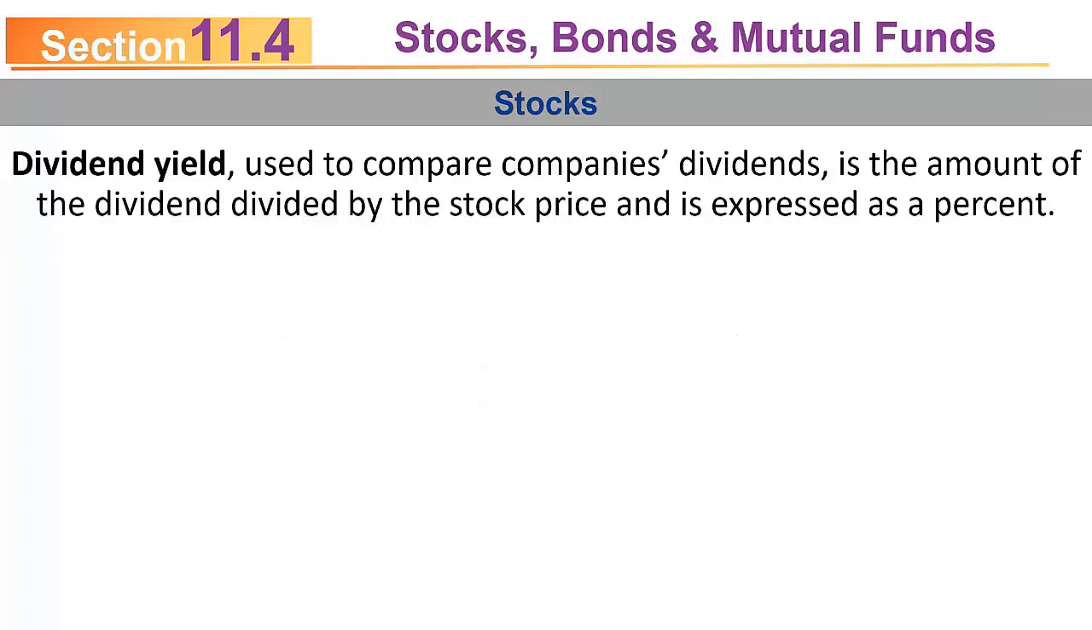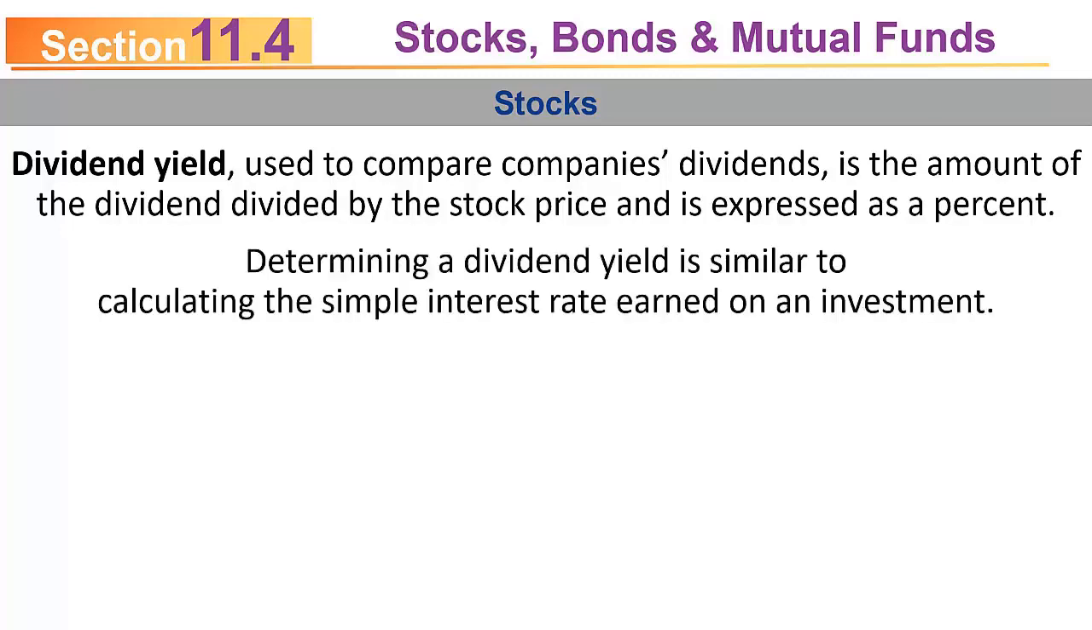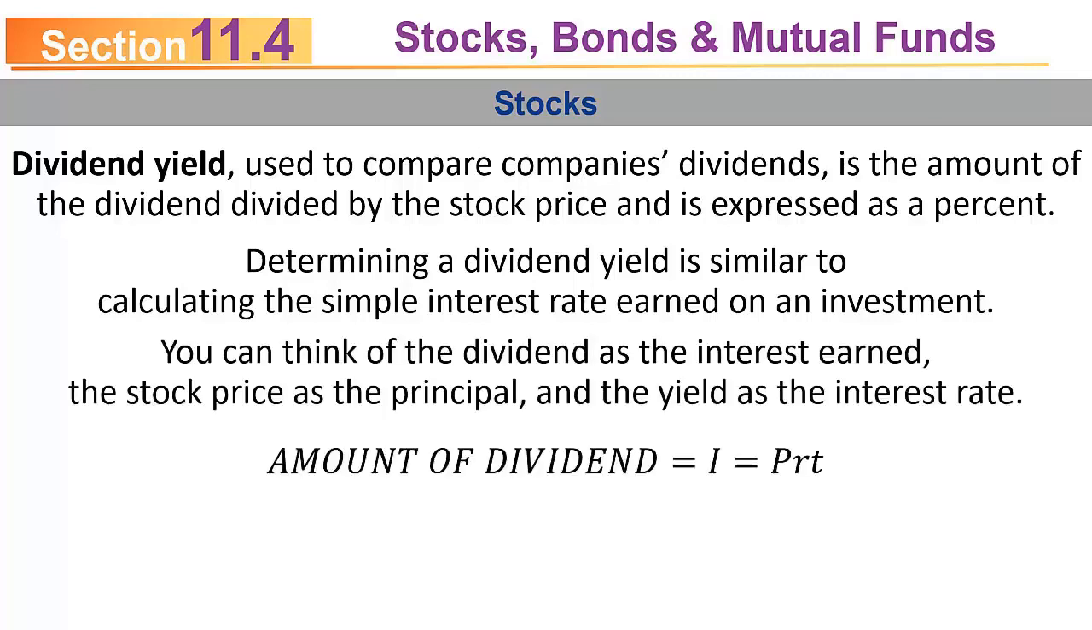Dividend yield, used to compare a company's dividends, is the amount of the dividend divided by the stock price and is expressed as a percent. Determining a dividend yield is similar to calculating the simple interest rate earned on an investment, so it's a skill that you should already have. You can think of the dividend as the interest earned. The stock price is the principal, and the yield is the interest rate.